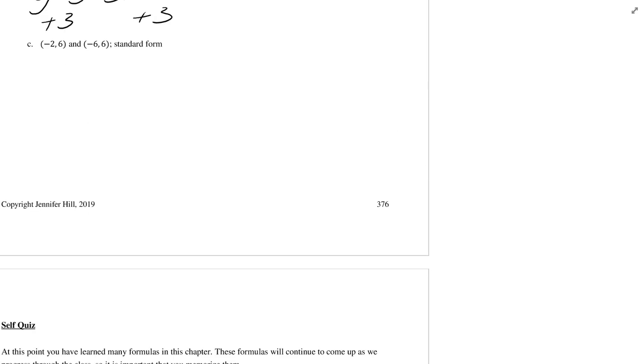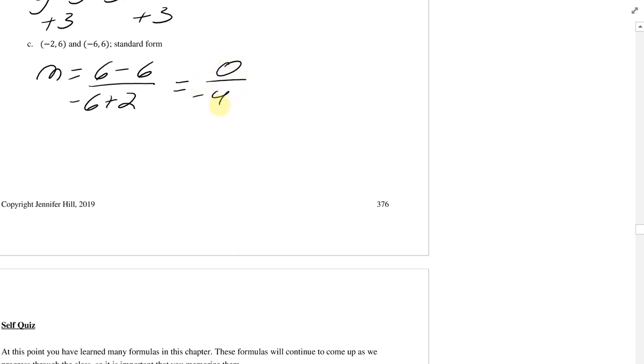Okay, so we've got just one more of these. So once again, pause the video, hit play when you're ready. So this time I've got m equals 6 minus 6 over -6 minus -2, so I'll write -6 plus 2. Okay, so now I get 0 over -4. This is actually equal to 0, so this should tell us something.